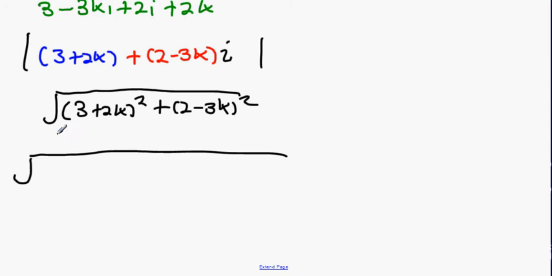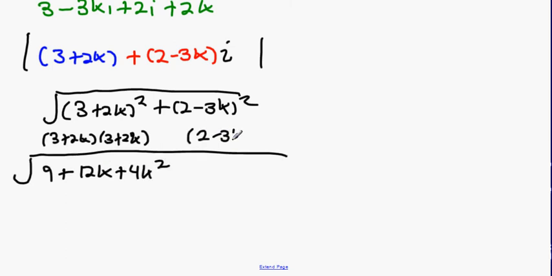It's reasonably big. It's going to be 3 plus 2k by 3 plus 2k. So what we're going to get is 9, then we're going to get 12k in the middle, then we're going to get 4k squared at the end. And then with this one, we're going to get a 4, we're going to get minus 12k, we're going to get plus 9k squared at the end.